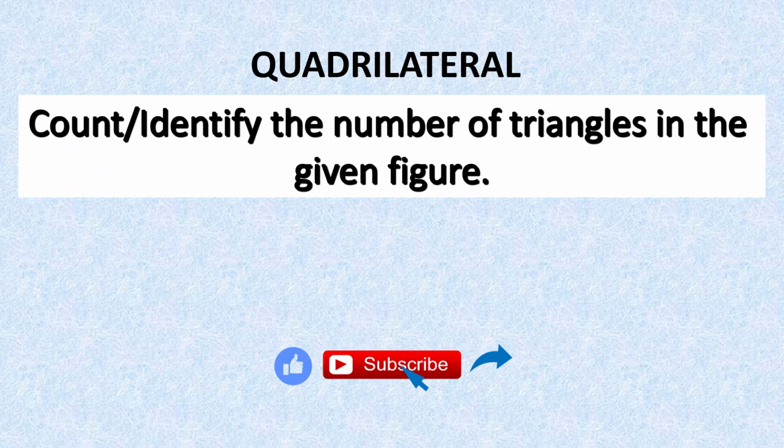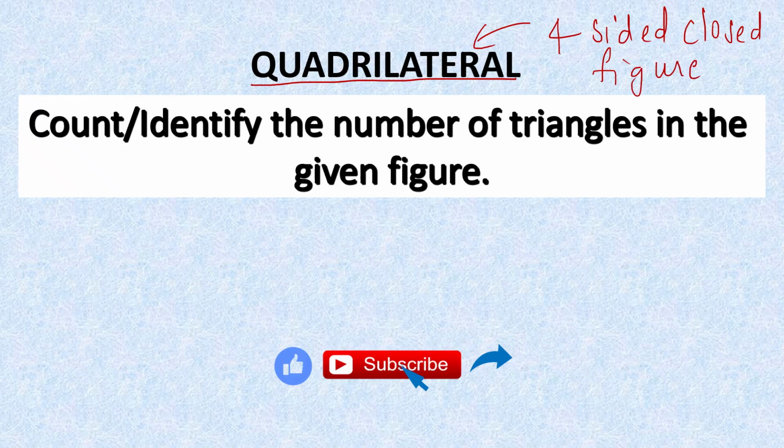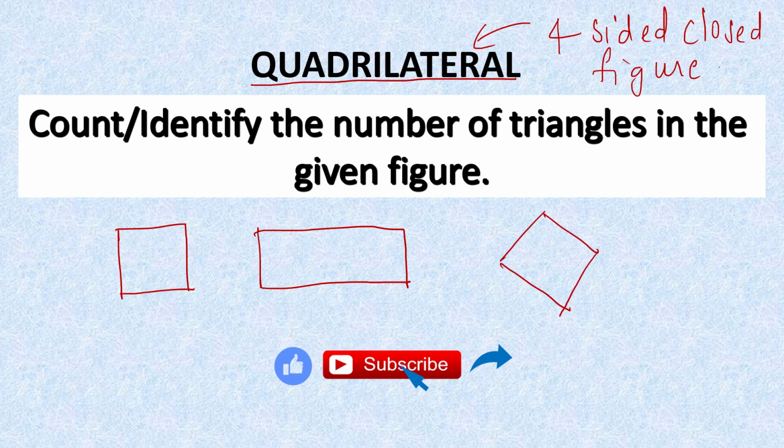So here quadrilateral means it's a four-sided closed figure. So a four-sided closed figure can be your square, your rectangle, and it can be a rhombus or a kite. Here they will give you something like this, not the exact picture, I'm just telling you. If a quadrilateral comes and they have asked to find out the number of triangles in that, then how do you find it?